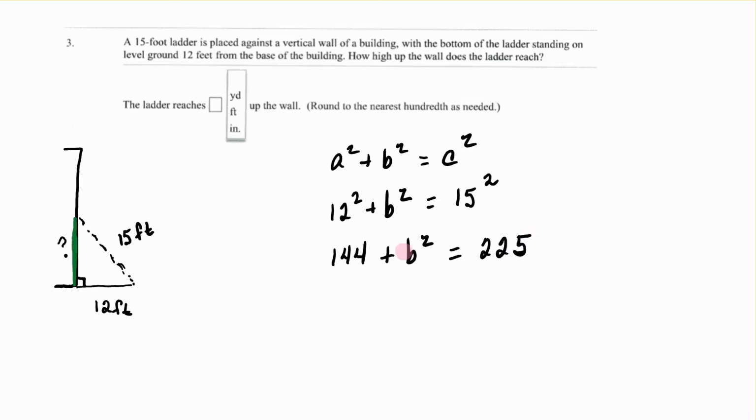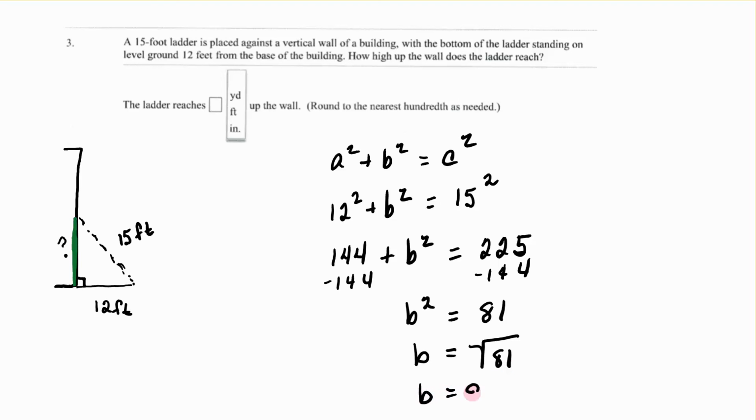I have to get B squared by itself, so I'll subtract 144 from both sides. I get B squared is equal to 81, but I don't want to know B squared, I want to know B. So it will be the square root of 81. Hopefully you already know, but if you don't, use your calculator. The square root of 81 is 9. So the answer is, it will be 9 feet from here to here. I'm using the Pythagorean relationship.